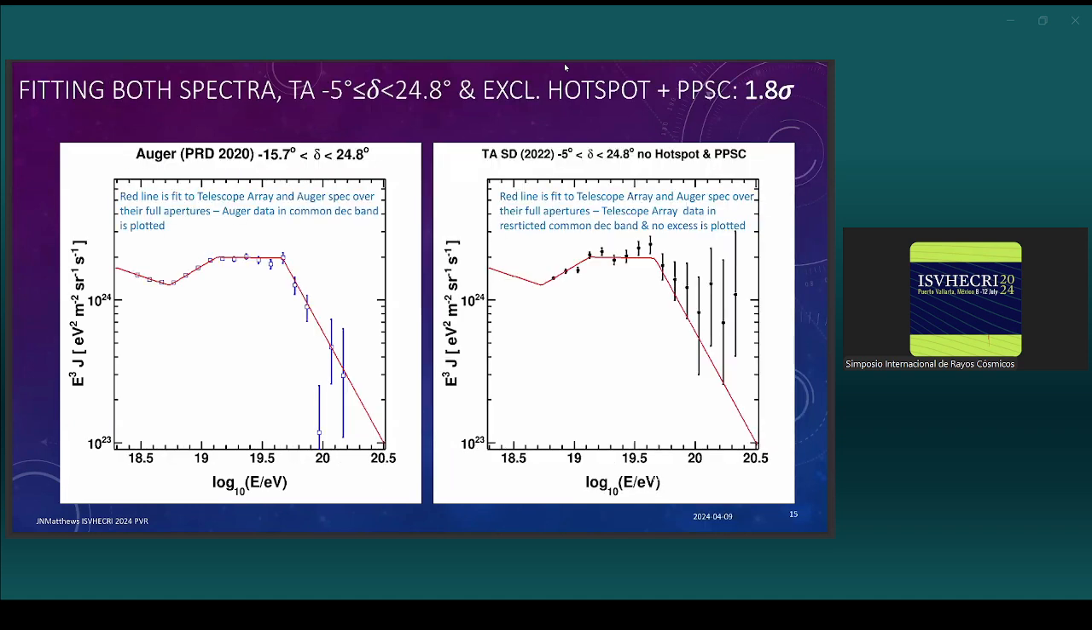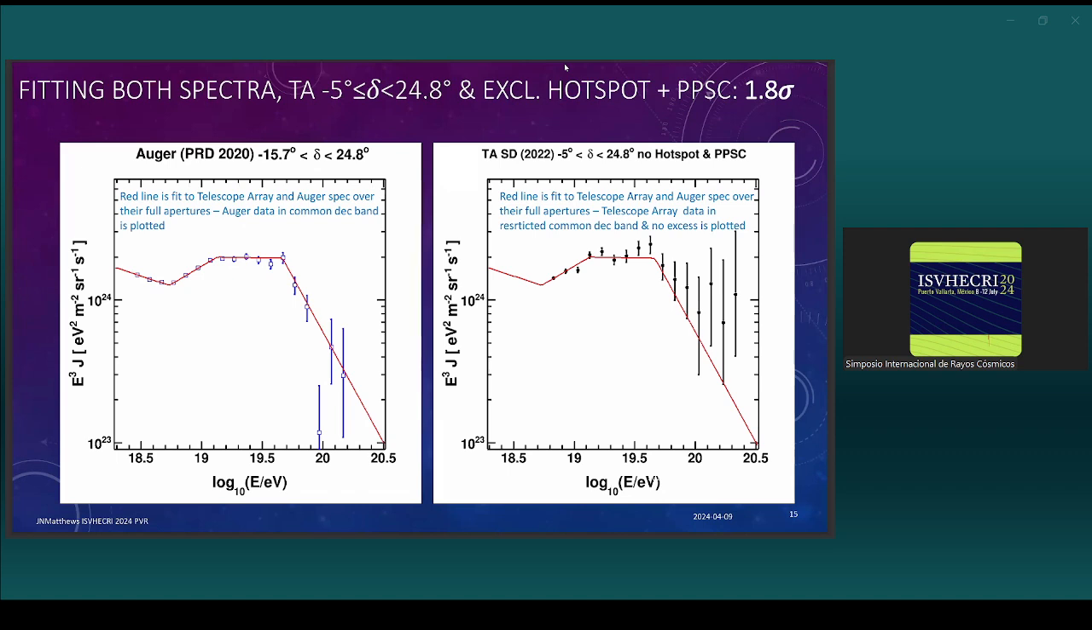So if we remove those two excesses and then also remove the more poorly reconstructed spectrum below about -5 degrees declination, where the aperture and exposure are falling off quite steeply, now you can see that the Telescope Array spectrum is much more in agreement with the Auger spectrum. They now agree at about the 1.8 sigma level. So this is obviously something that's important.